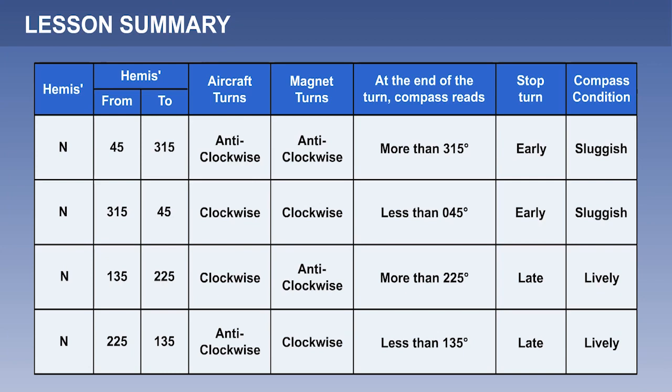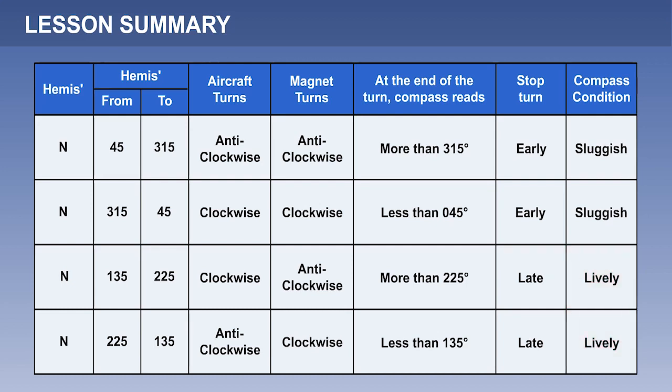To conclude the lesson, this table summarises turning errors in the northern hemisphere. In the southern hemisphere, the errors are the exact opposite. The term sluggish, which appears in the right-hand column, means that the compass heading is lagging behind the aircraft heading. Liquid swirl will increase the turning error. Conversely, when the term lively is used, the compass heading is leading the aircraft around the turn. Liquid swirl in this case will reduce the turning error.